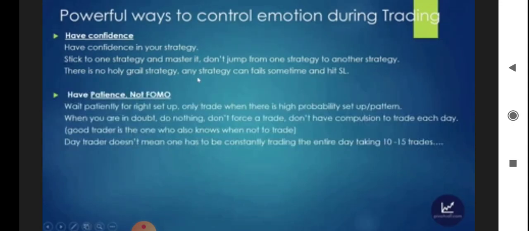Have patience, not FOMO. Wait patiently for the right setup. Only trade when there is a high probability setup or pattern. When you are in doubt, do nothing.